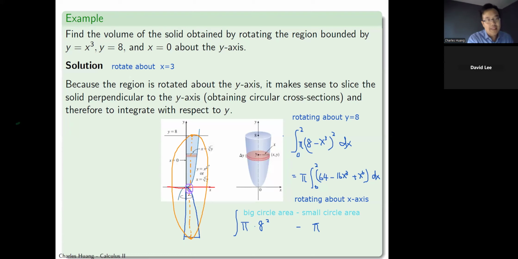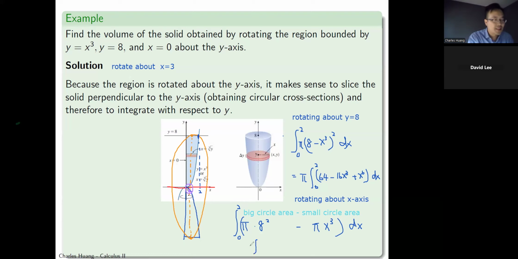The y value is x cubed. So here we have x cubed, and then we have dx. This is the setup, and we're going from 0 to 2, because the intersection happens at the point of 2. So that's big area minus small area. The big area is just a constant, so when you integrate it, it's 64 pi.